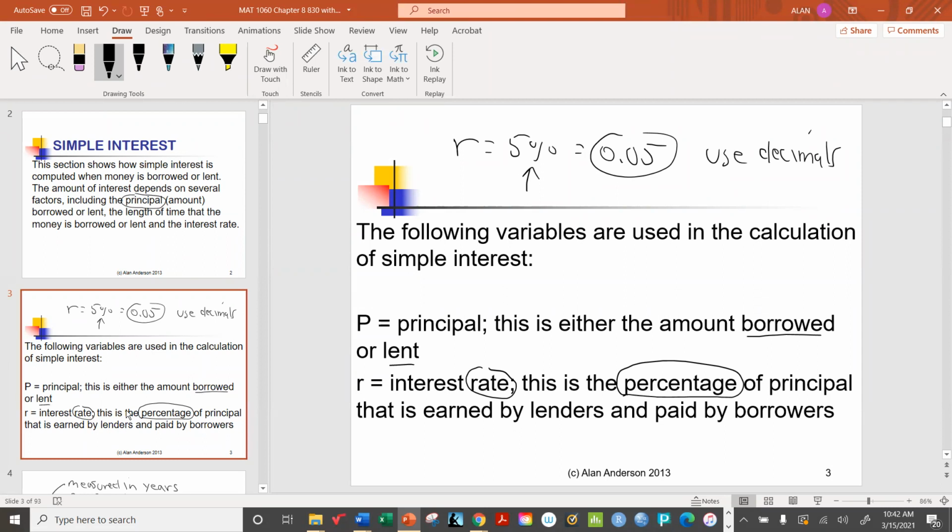And we want to remind ourselves that when we use interest rates in our formulas, we want to convert them into decimals. All right, don't put 5% in your formula. You're not going to get the right answer. If it says 5%, make sure you convert that to a decimal before you do anything else. All right, very good. Now, what else do we introduce here?